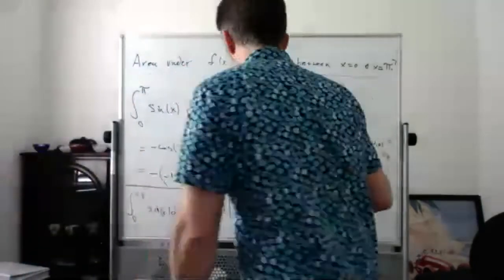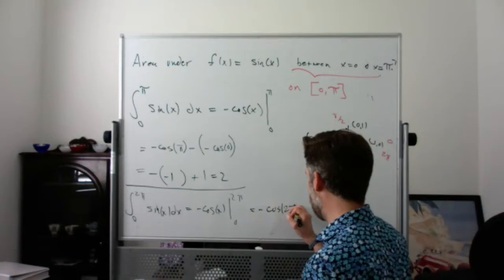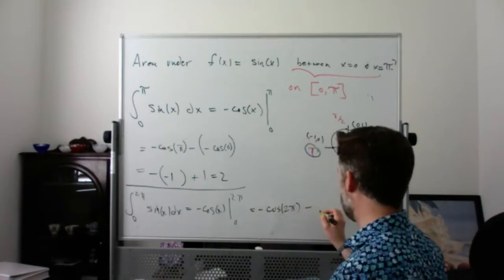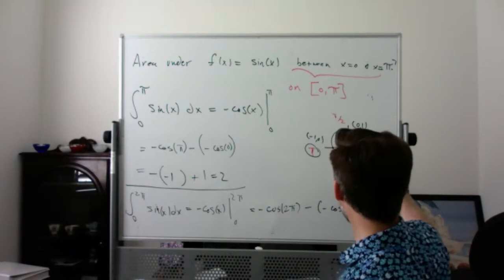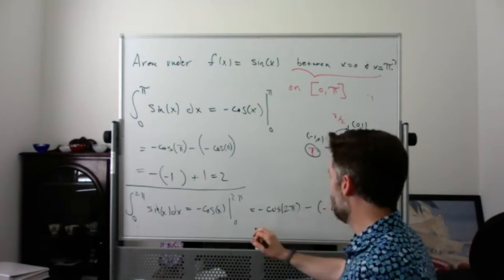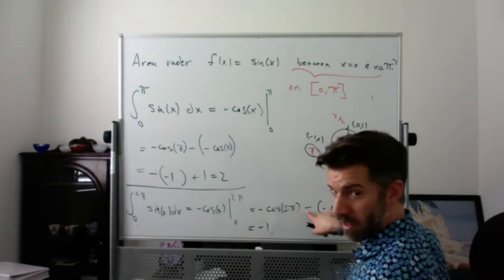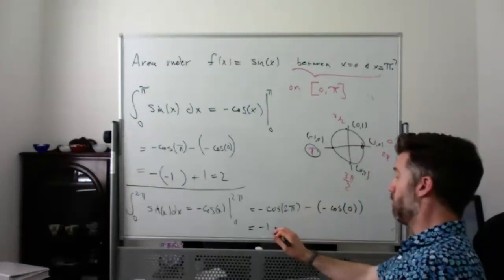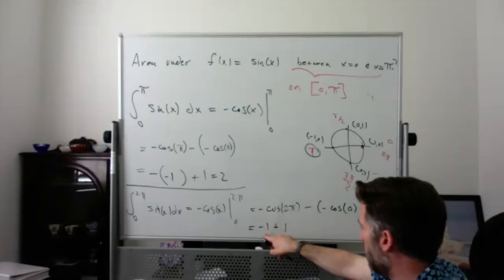Let's double check just to be sure. I get negative cosine of 2 pi minus negative cosine of 0. Cosine of 2 pi is 1, so I get -1. Plus, right, minus a minus is a plus. Sorry, you can't see that. Plus cosine of 0, which is also 1. And -1 plus 1 is 0.